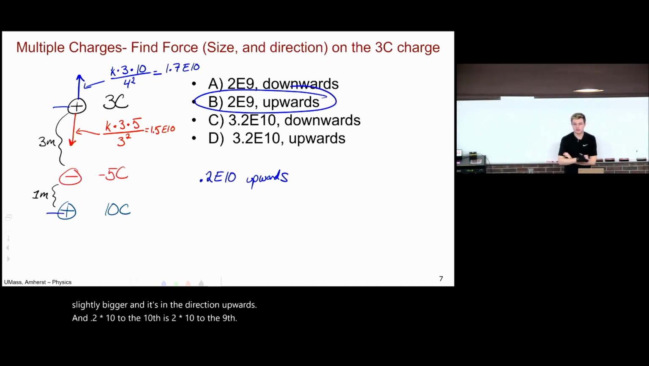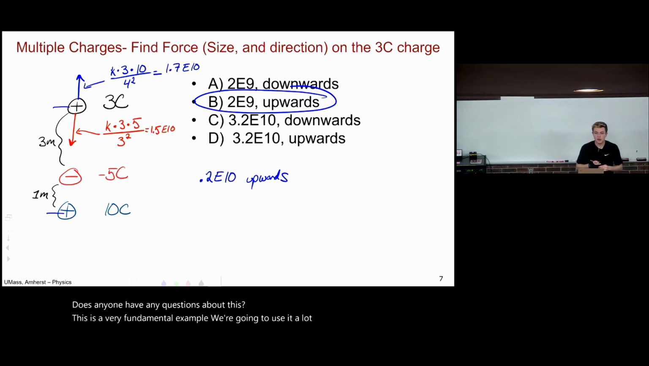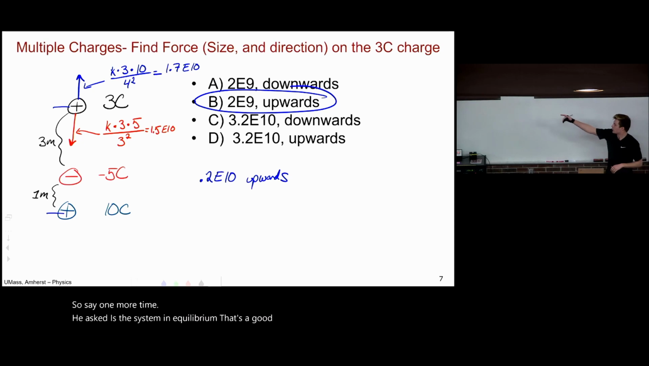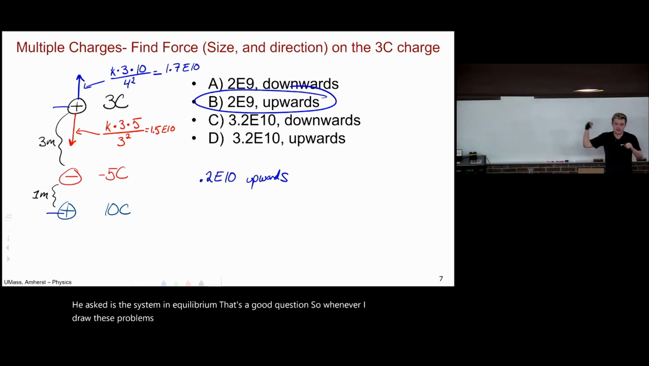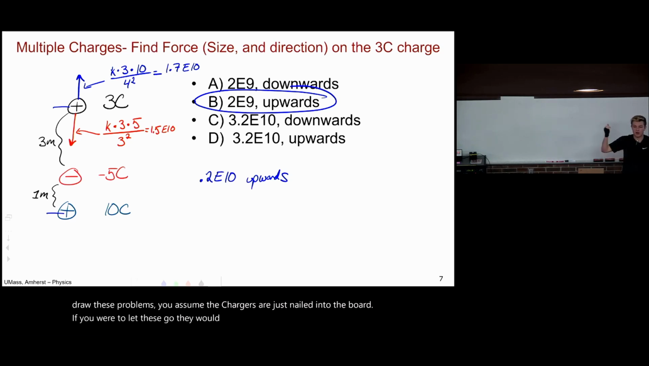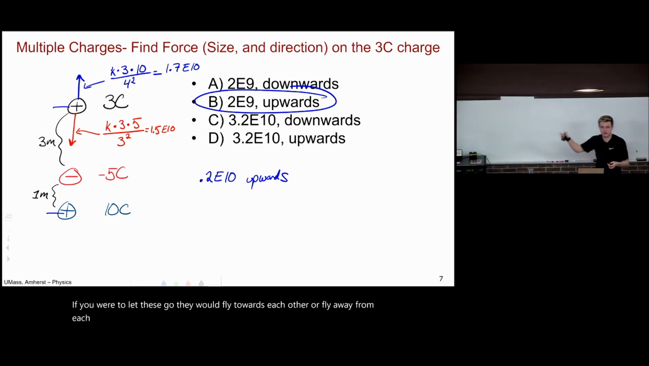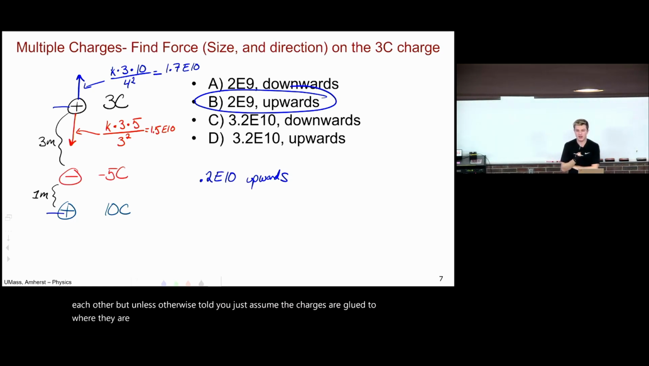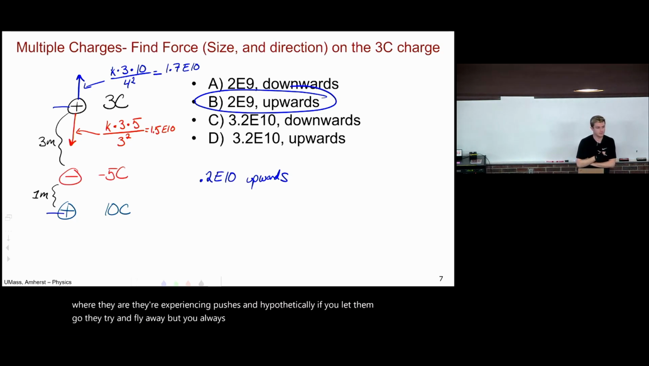Does anybody have any questions about this? This is a very fundamental example. We're going to use it a lot. Yes? He asked, is the system in equilibrium? That's a good question. Whenever I draw these problems, you assume the charges are just nailed into the board. If you were to let these go, they would fly towards each other or fly away from each other. But unless otherwise told, you just assume the charges are glued to where they are. They're experiencing pushes, and hypothetically, if you let them go, they'd try to fly away, but you always assume that they're pinned in place.